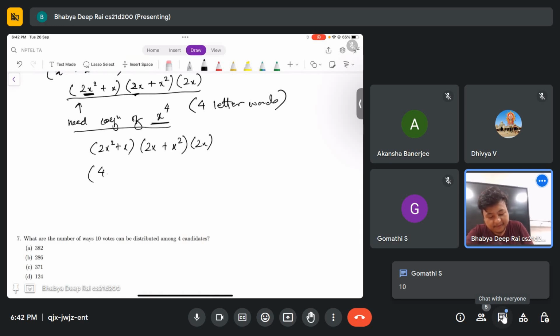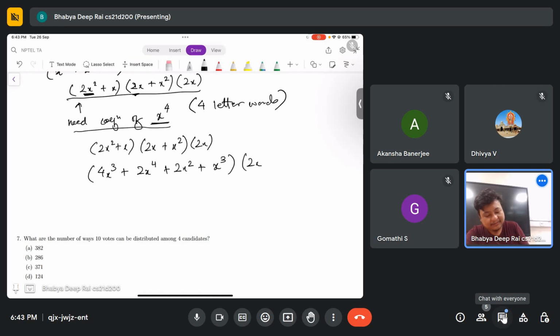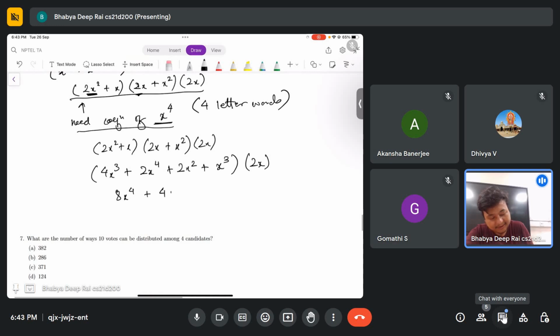So 4x cubed plus 2x to the 4, plus, now I'll multiply these two. x times 2x is 2x squared, plus x times x cubed, x squared is x cubed times 2x. So then 2 4s are 8x to the 4, plus 2 2s are 4x to the 5, plus 2x to the 4, x to the 3, plus 2x to the 4.